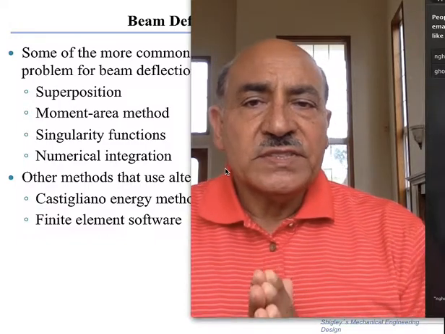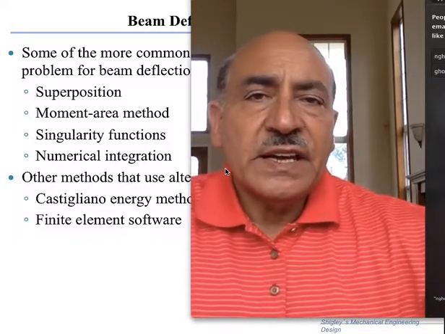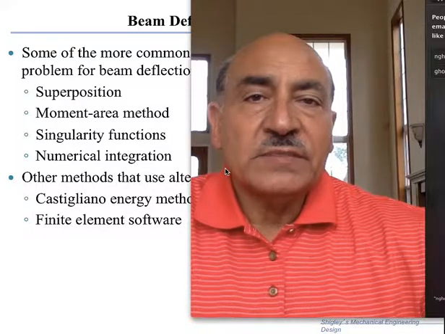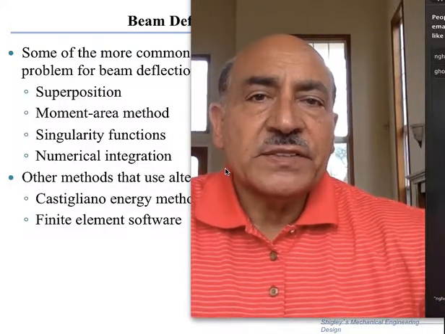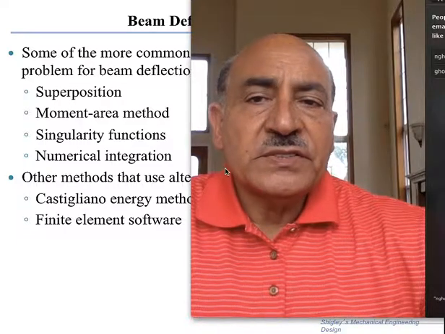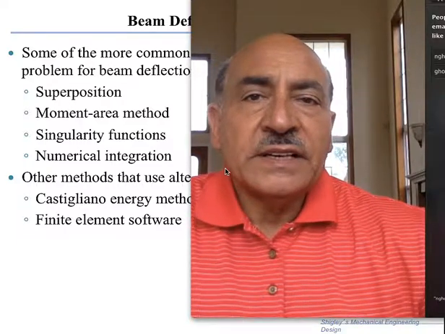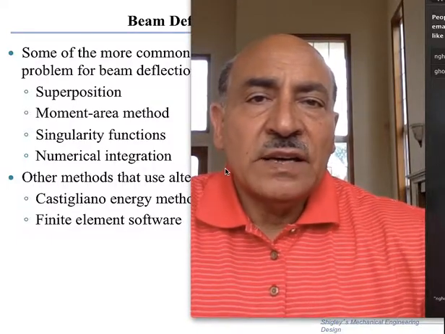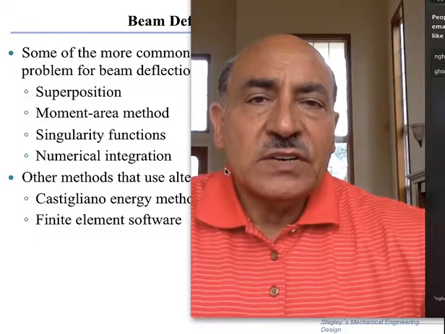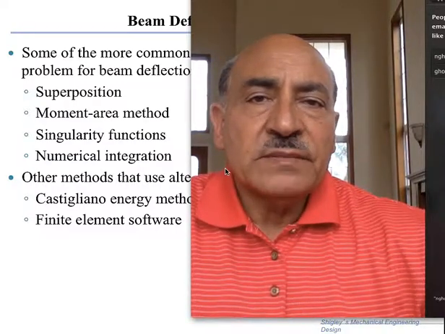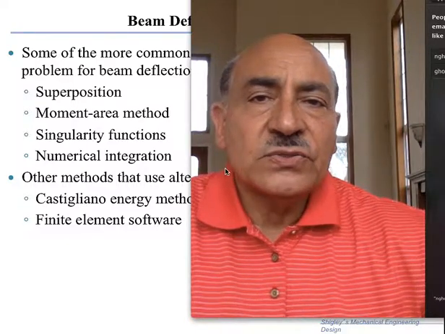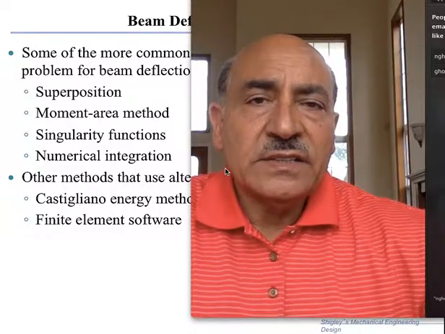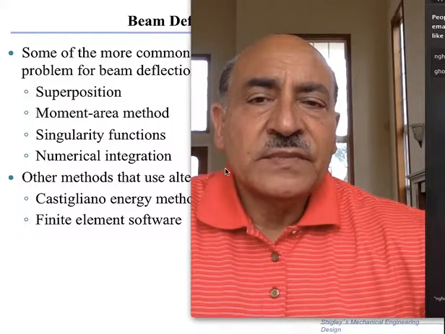So the next method that you will see is called the moment area method, and that is used mainly for indeterminate beams, and it's more of a graphical method. And then the third method is called the singularity functions, and the singularity function is a method to apply both concentrated loads and distributed loads on a beam, and then use mathematical integration of these functions to obtain the deflection and the slope. And it can be applied either to determinate or indeterminate beams as well.